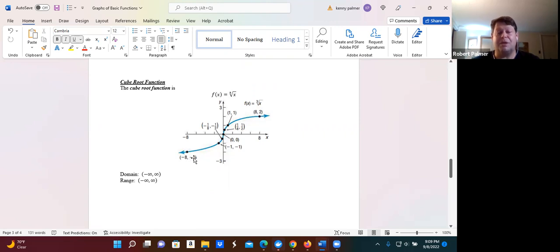In this case, once again, for our domain, we can include any numbers we want, since we can take the cube root of any number. Then our range also, because the output can be negative, can go to any value as well. So our domain and range for the cube root function are both all real numbers.